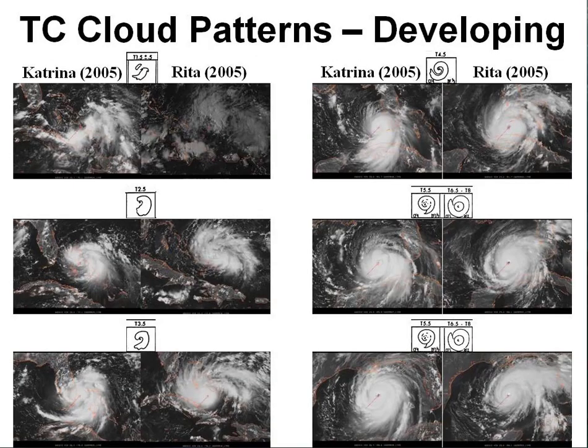This slide shows images during the developing stages of two well-known hurricanes, top to bottom on the left, followed by top to bottom on the right. Note the changes that you see during intensification. We will be discussing those changes in detail because that's what the Dvorak technique is based on, pattern changes, not the size of the clouds or the amount of deep convection. It's the cloud patterns that matter.